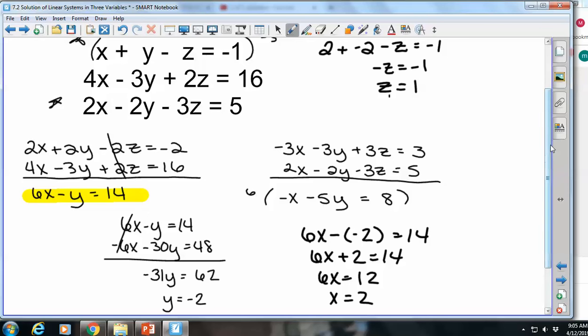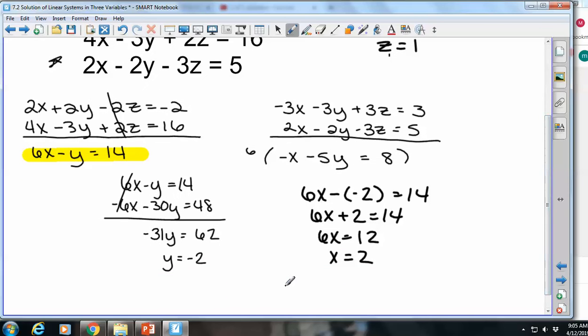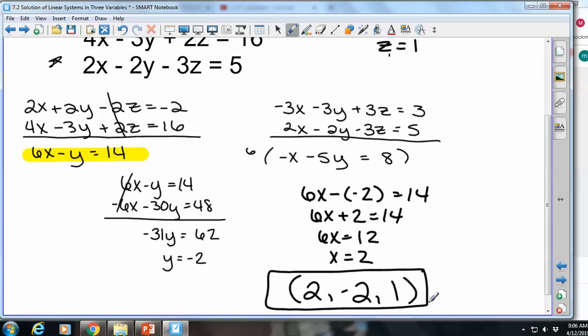When you go to write your answer, in this case it's an ordered triplet because there are 3 variables, you just go alphabetical order. So x, y, z. How can you check yourself? Plug it back into the originals, all 3 of them. It should work for any.